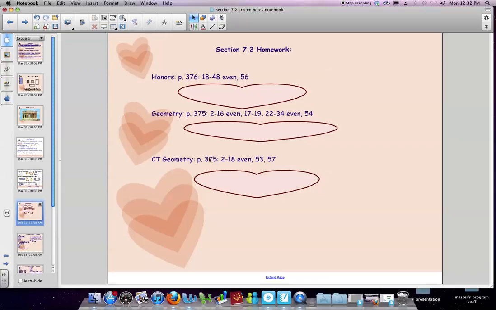That concludes this lesson on similar figures. The homework for each class is as follows.